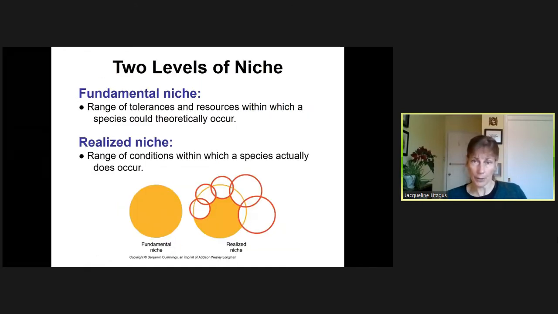Okay, but there's also two levels of niche that we can describe: the fundamental niche and the realized niche. So the fundamental niche refers to the range of tolerances and resources within which the species could theoretically occur, right? So this is what it could possibly do. And then realized is what it actually does, right? So the range of tolerances and resources in which the species could theoretically occur versus the realized niche, which is the range of conditions in which the species actually does occur.